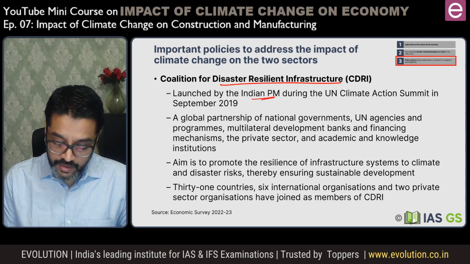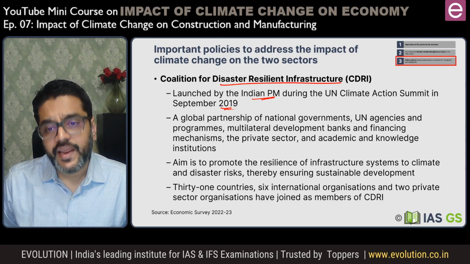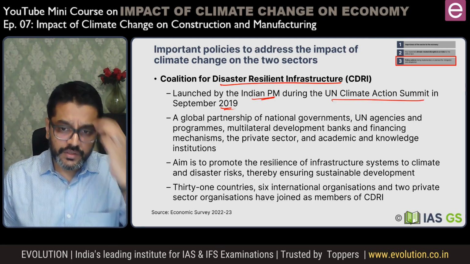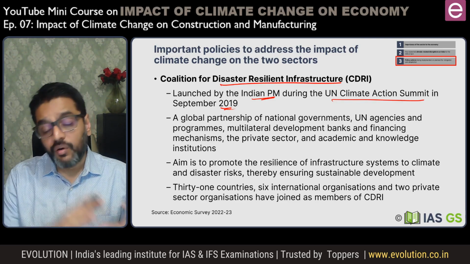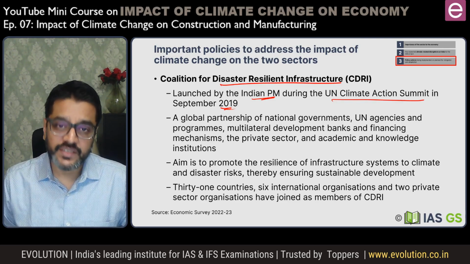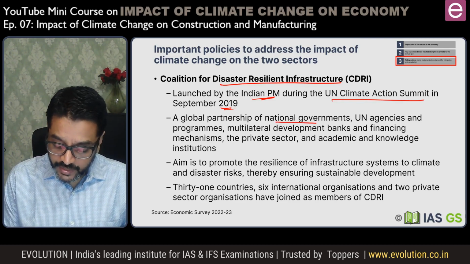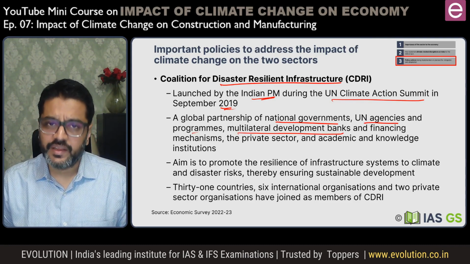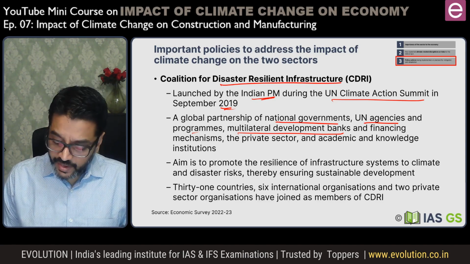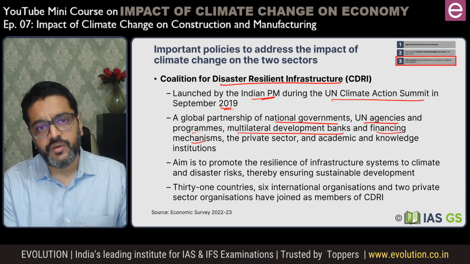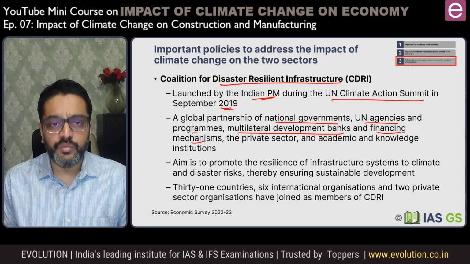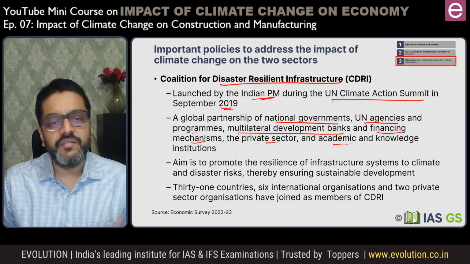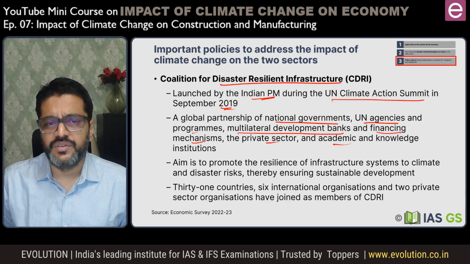The Indian Prime Minister launched this on September 23 at the UN Climate Action Summit, right? So what is it? It is basically a partnership of all stakeholders who are interested in promoting disaster resilient infrastructure. So entities such as various national governments, various agencies and programs of the United Nations, right, various development banks like the World Bank, the Asian Development Bank, and so on, and financing mechanisms, basically from where you get finance, how you mobilize finance and then invest it in specific objectives, entities from the private sector, entities from the academia, and various kinds of research institutions or knowledge institutions, think tanks, etc.